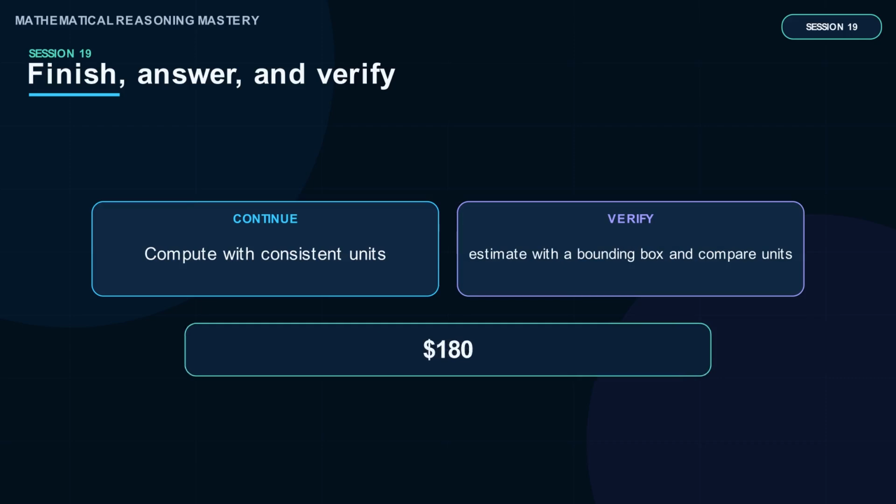Compare it with the exact target and reject any choice that represents a common intermediate step. Verify from another direction. Estimate with a bounding box and compare units. The check should use evidence independent of the original calculation whenever possible.